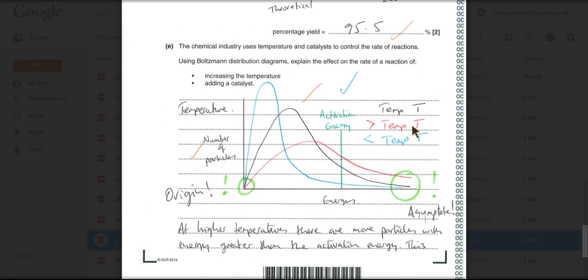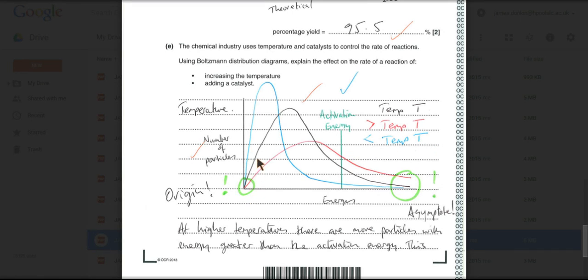And then the final part of the question, part E, is testing our rates knowledge, and in particular using Boltzmann distribution curves. We've got to use a Boltzmann curve to explain the effect on the rate of increasing the temperature and adding a catalyst. So how have I done this?